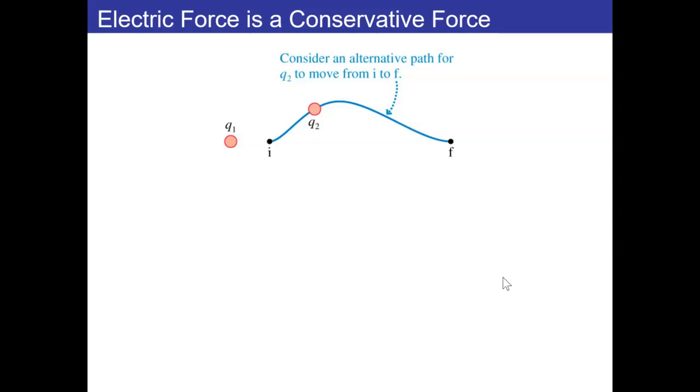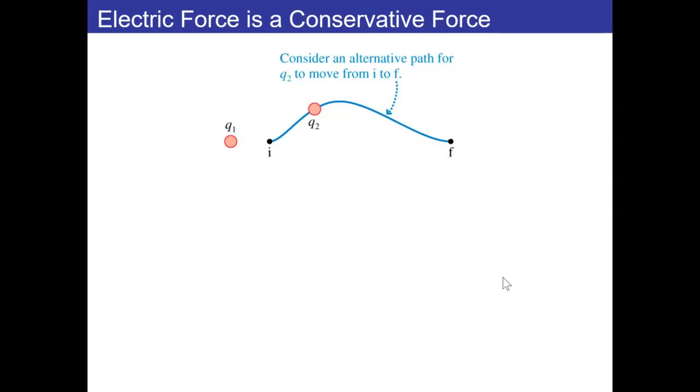So the qualitative argument, which I'm going to give you here, is as follows. Here we go. We've got a charge Q1 that's stationary. We have a charge Q2. Charge Q2 is starting at point I, moving along a path to point F.